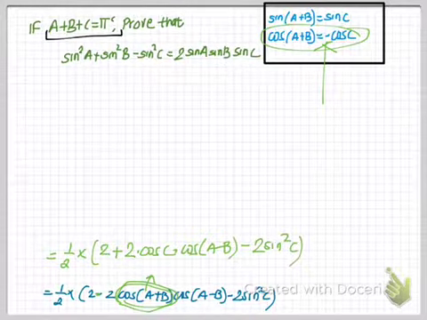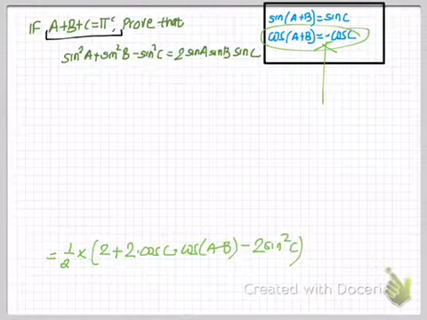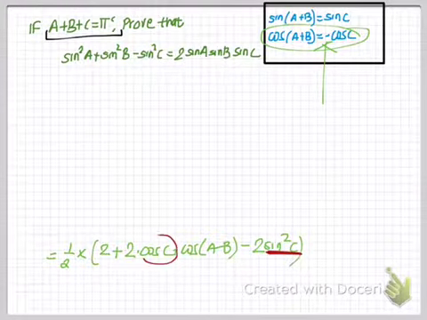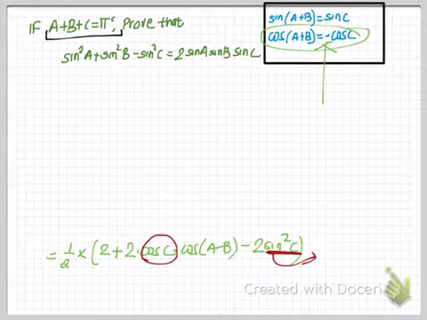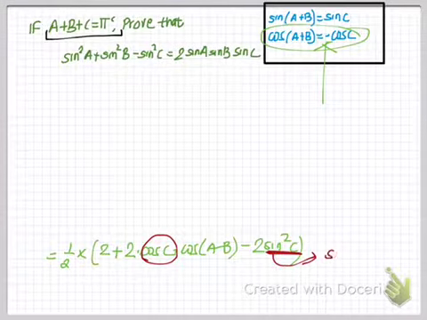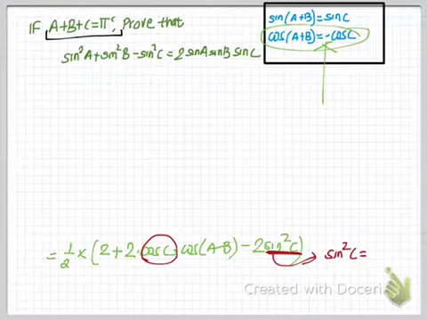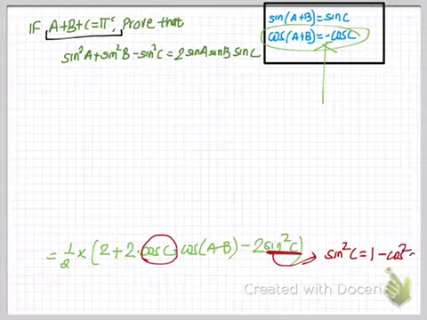Just a minor change over here. Now for this sine squared C, since I have cos C here, I'm changing sine squared C in terms of cos C. We have sine squared C is equal to 1 minus cos squared C, and I'm applying the same formula here.